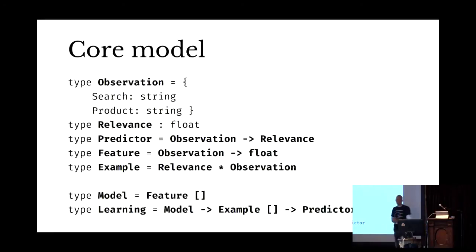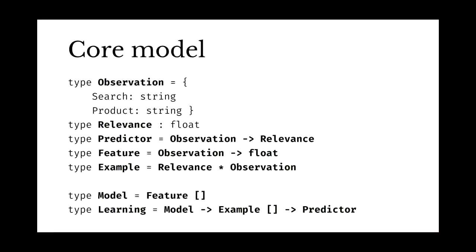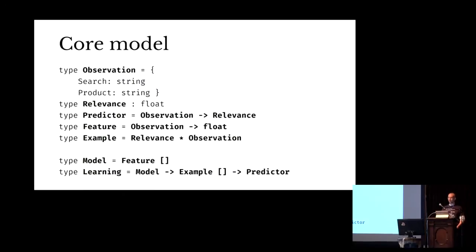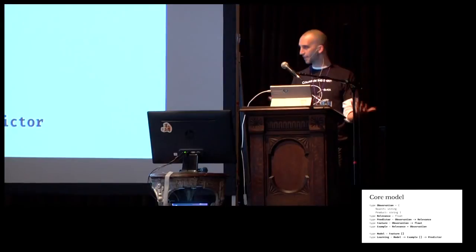This is a bit of F# code, and this is very close to what we ended up doing. So what we did was, if we have observations, we should probably have something which is an observation, which is a search string and a product string. What we're trying to predict is a relevance. And then what I'm really trying to do is to create a type which is a predictor, and a predictor is a model, which will take an observation and give me back a relevance. That's a model. And this looks exactly like the way I would describe it in English.